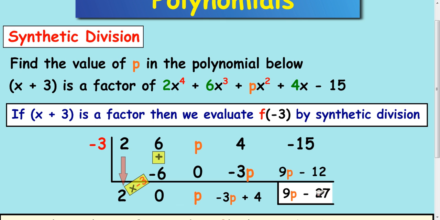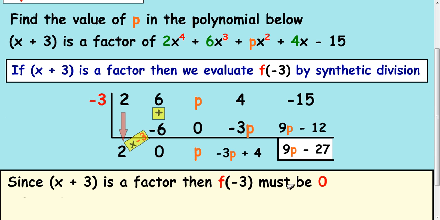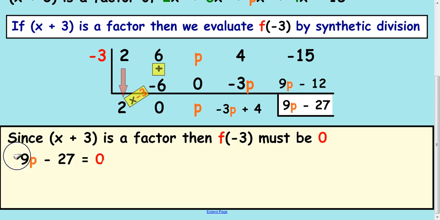Now as mentioned previously, this should come to 0 if f of minus 3 is a root and x plus 3 is a factor. So then we can set up an equation. 9p minus 27 equals 0. That means 9p is 27 by adding 27 to both sides. Therefore p is equal to 3.